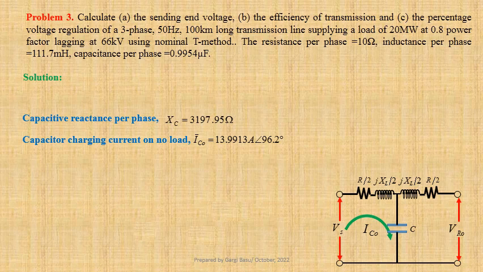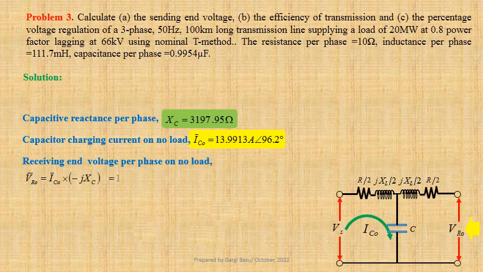Now we shall calculate no load receiving end voltage per phase VRO equals to ICO into minus of j times Xc. Using values we get 13.9913 at an angle 96.2 degree into 3197.95 at an angle minus 90 degree. That gives us 44,743.5 volt at an angle 6.2 degree.